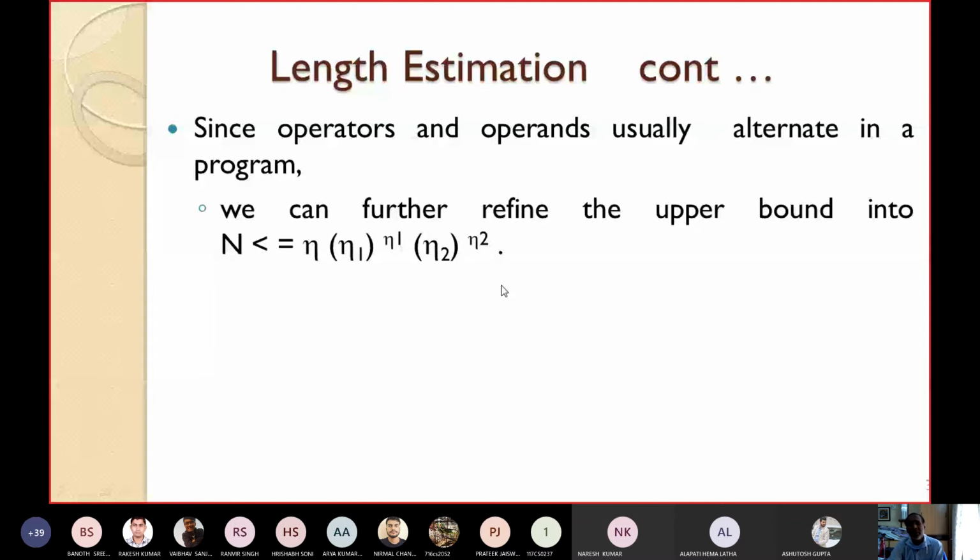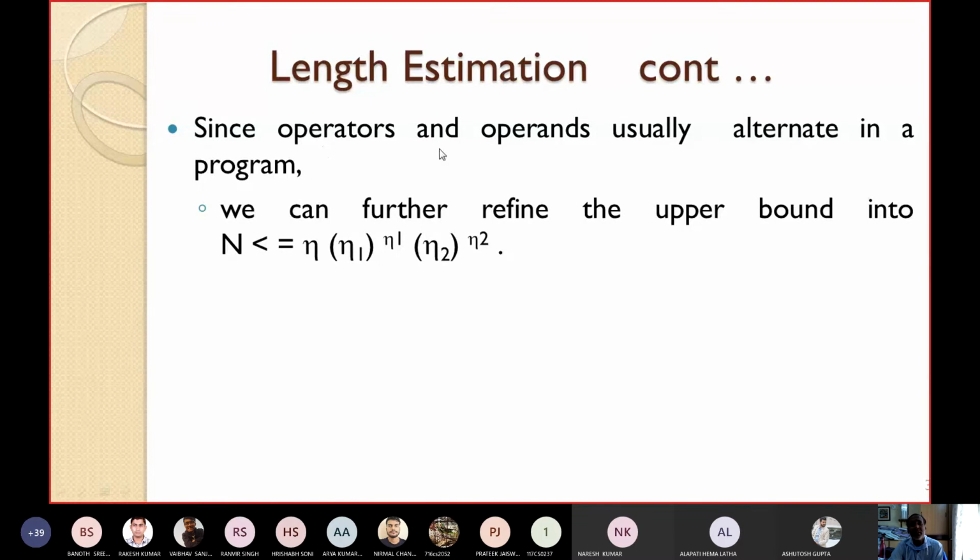We can further refine the upper bound into n less than or equal to eta 1 to the power eta 1 into eta 2 to the power eta 2, because we are assuming that eta 1 is the number of unique operators and eta 2 is the number of unique operands.